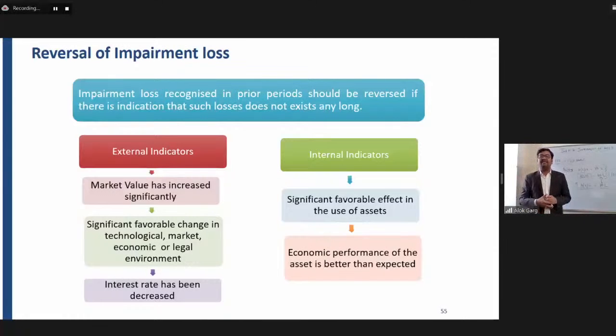So in this case, there is a need for assessing the reversal of impairment loss again, and a need for calculation of the recoverable value. Is it okay? Have you understood? So we need to see if there is an external or internal indicator of reversal of impairment. In that case, the impairment should be reversed.